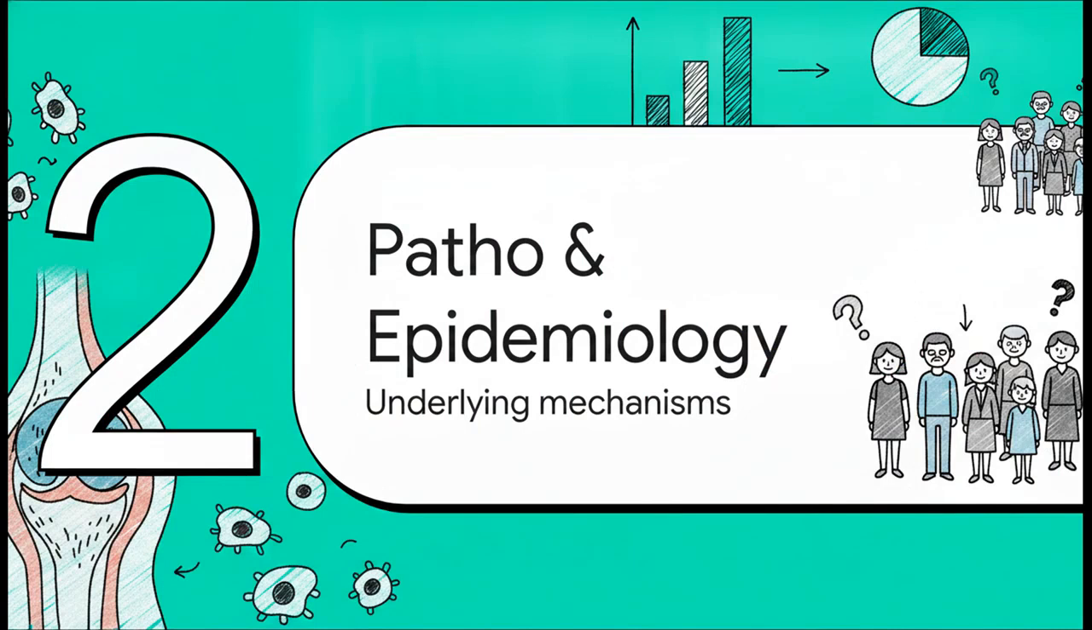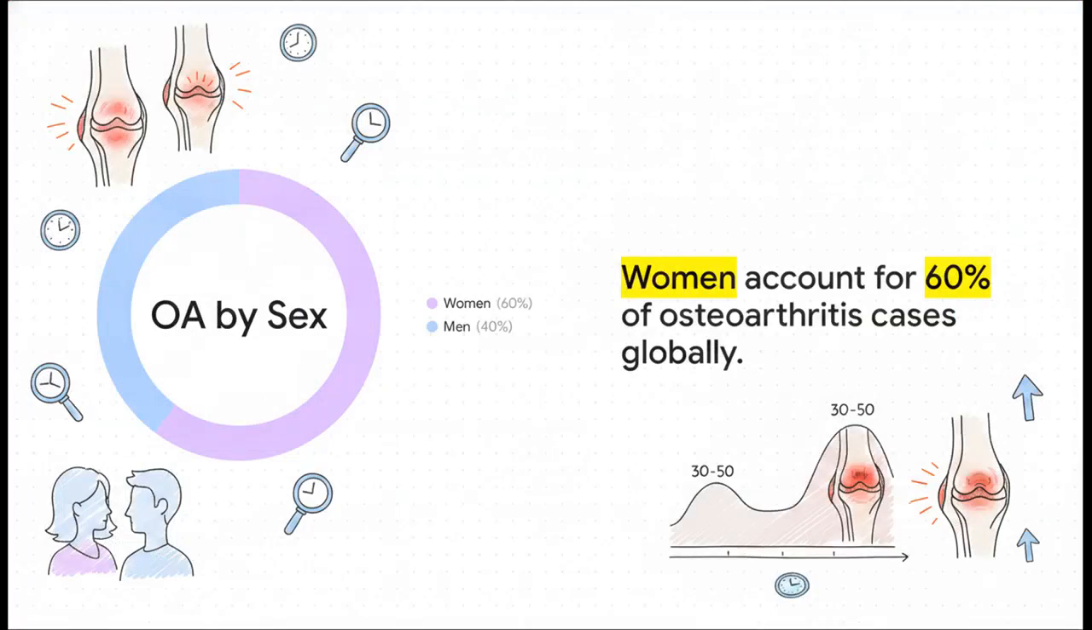Moving on to Section 2, pathophysiology and epidemiology. To understand why these patients present so differently, we've got to look at the demographics and mechanisms. The epidemiological burden here is huge. Age and female sex are major risk factors for both conditions. But the sheer scale of osteoarthritis is staggering.